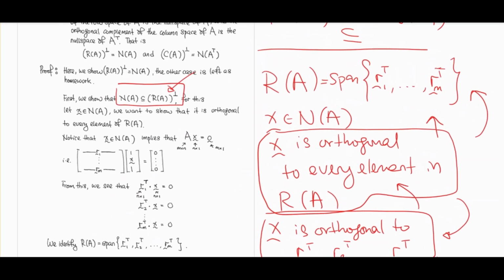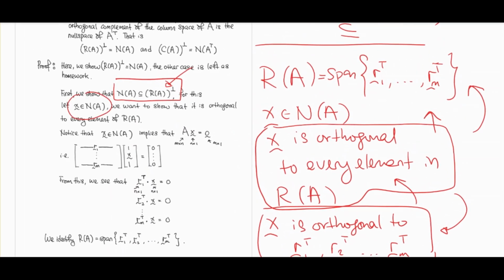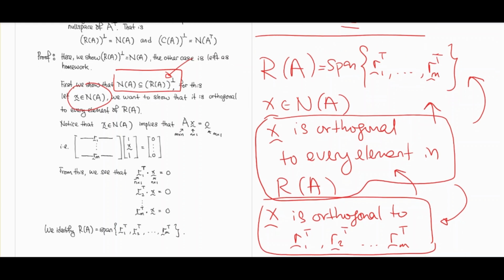Now, if you have an x that's coming from the null space of A, what does it mean? It means that Ax will be equal to 0. That's the definition of x being in the null space of A. So let's look at this particular matrix right here and write down the row vectors, and also write down the x vector.